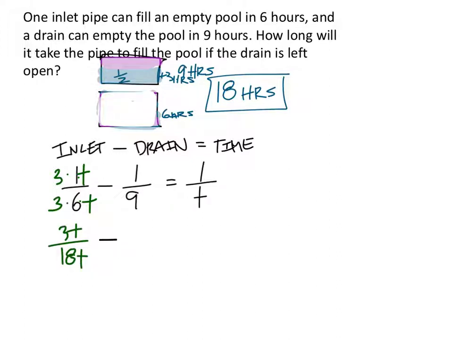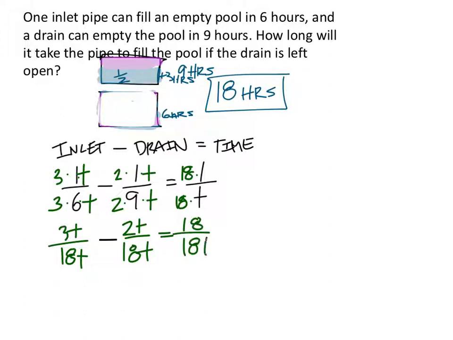We'll subtract that because now we're looking at the drain. 9 we'll have to multiply by 2, but also t. So that's 2t over 18t. And the t, we just need to multiply by 18. That's pretty nice. So this will equal 18 over 18t. But once again, now that we have common denominators throughout the whole equation for every term, we just ignore the denominators, which gives us 3t minus 2t equals 18.